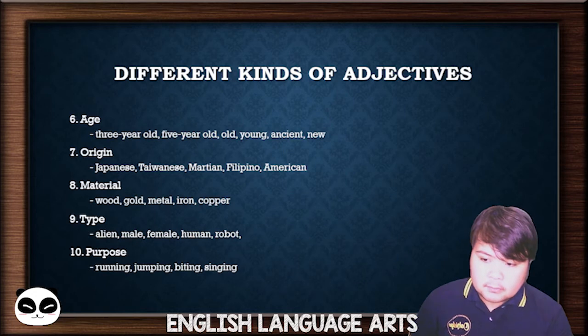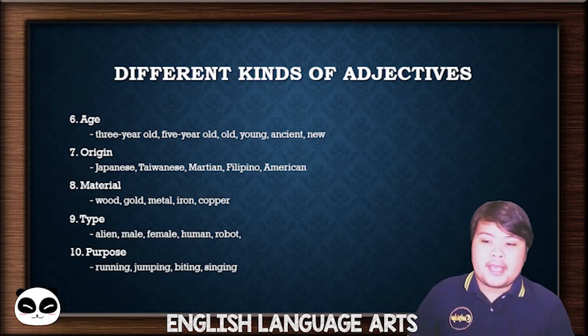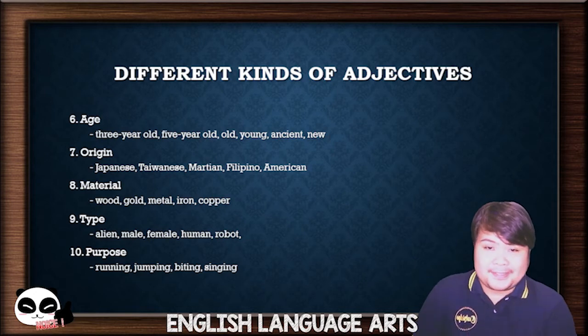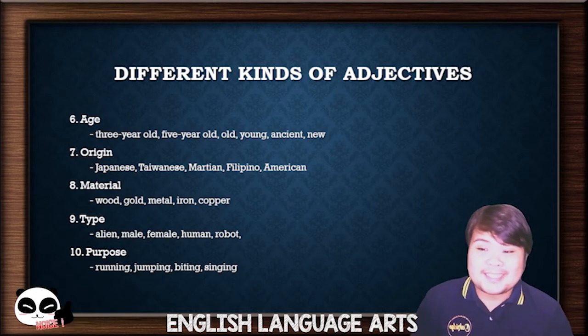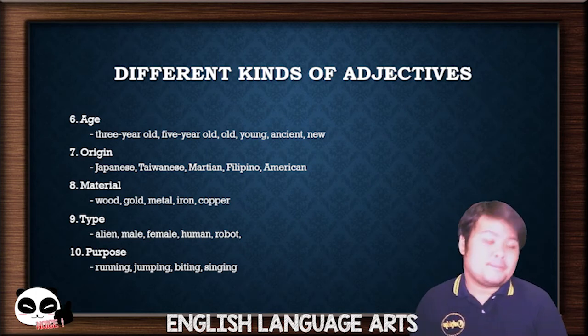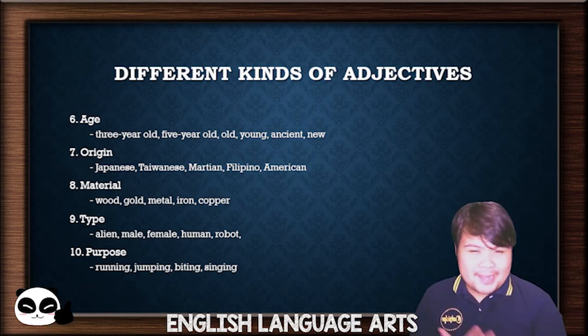Next, we have age. Basically, by the name itself, when you say age, these are adjectives that tell you the age. 3-year-old, 5-year-old, old, young, ancient, new.